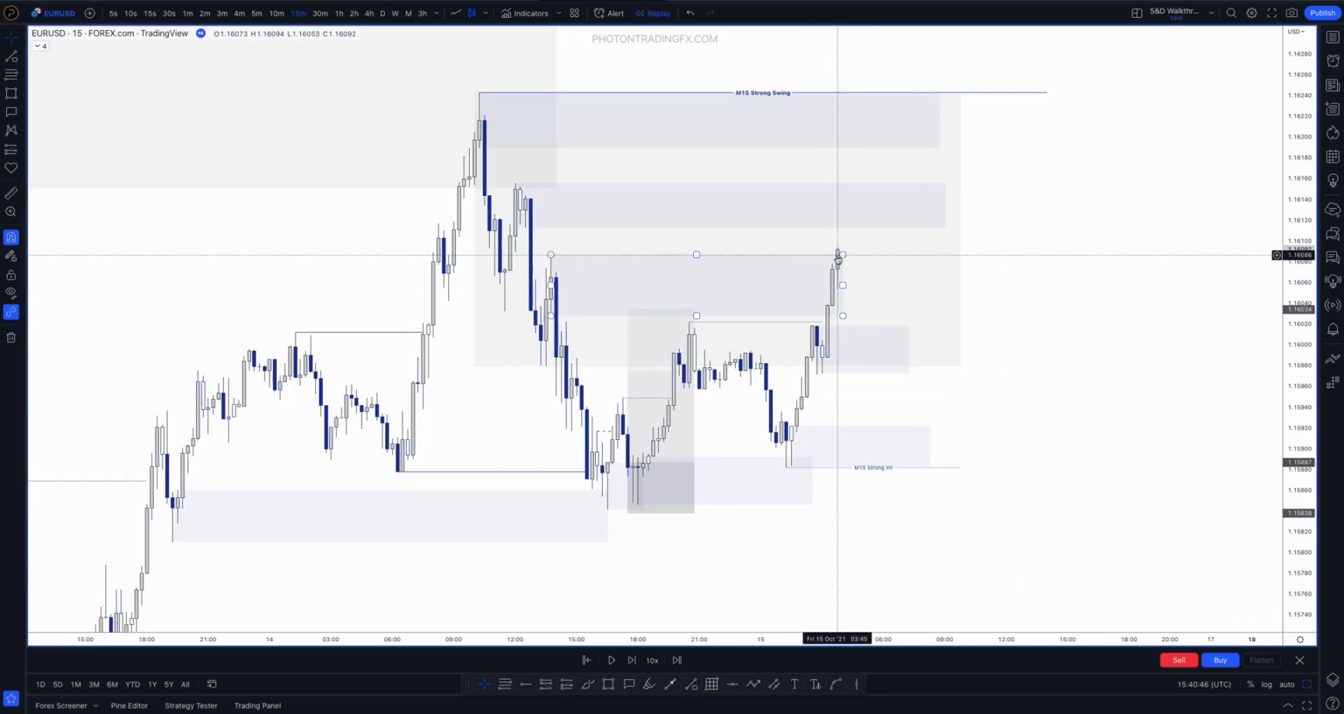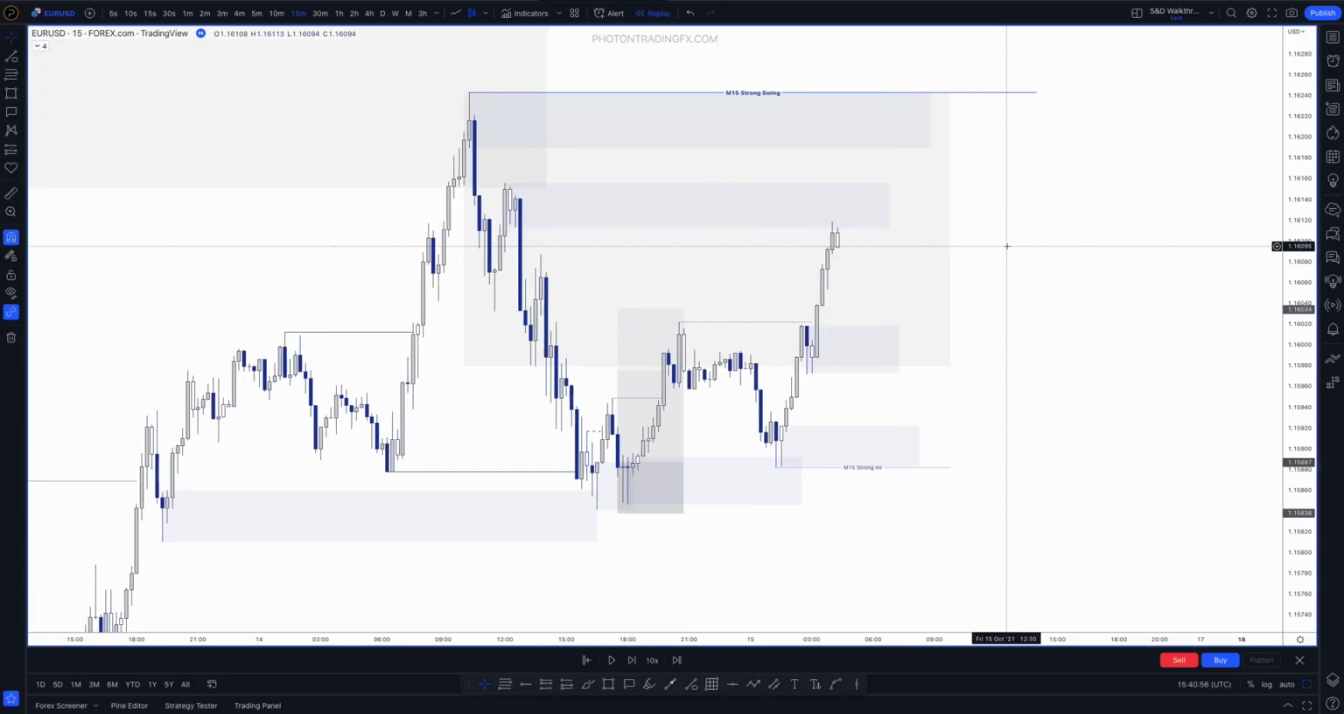So the minute price trades through a zone, it's over. Capiche? There's no more orders left within it to contain price. So that zone is done, so I delete it from my charts. So now we're going, okay, let's see what happens as we come up to here. Let's see if we can get some nice structure shifting.